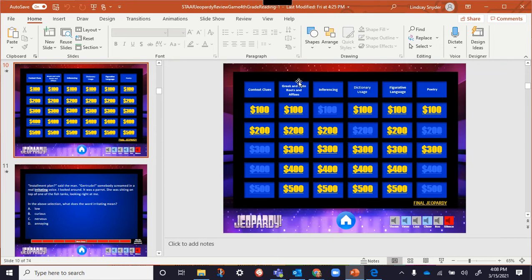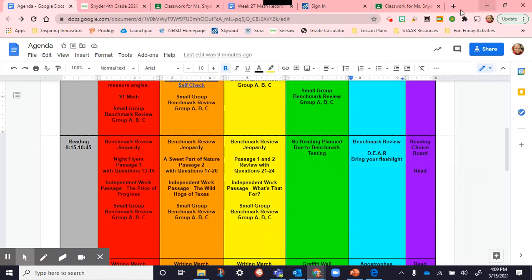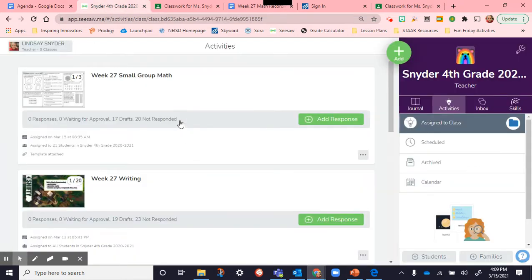So context clues, different Greek and Latin words, inferencing, dictionary usage, figurative language, poetry. So just kind of a hodgepodge of different things that we've talked about throughout the year. This is all just in prep of our reading benchmark, which we have Thursday. So we did that. And then we started a passage called Night Flyers, which is in Seesaw here.